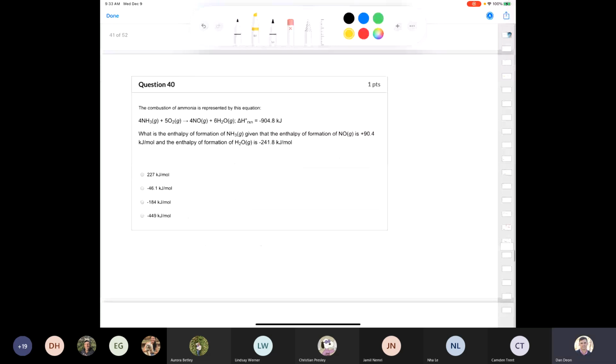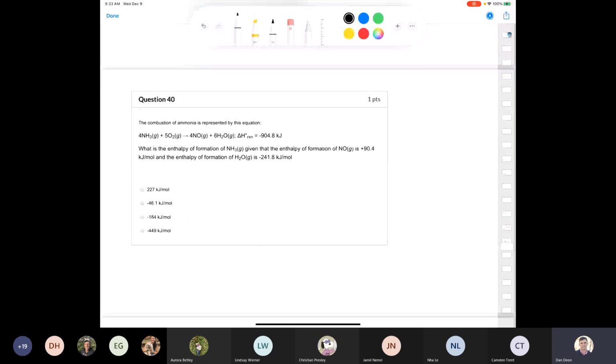Question number 40. The combustion of ammonia is represented by this equation right here, perfectly balanced out for us. And they also give us the delta H naught of the reaction. Exothermic reaction. We do this reaction, we give off 904.8 kilojoules. It says, what's the enthalpy of formation? So what we're looking for is the delta H of formation of ammonia gas is equal to what?